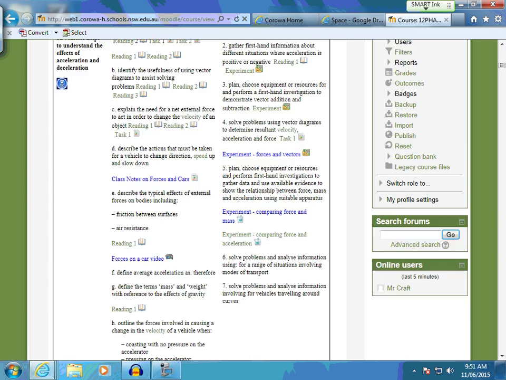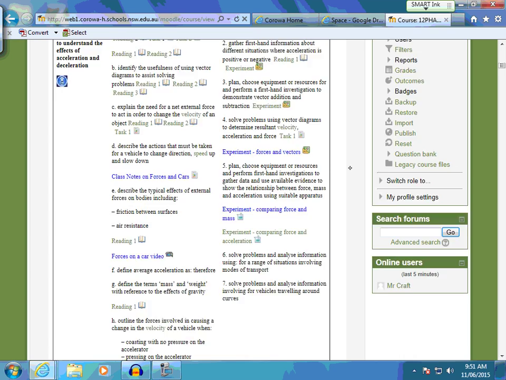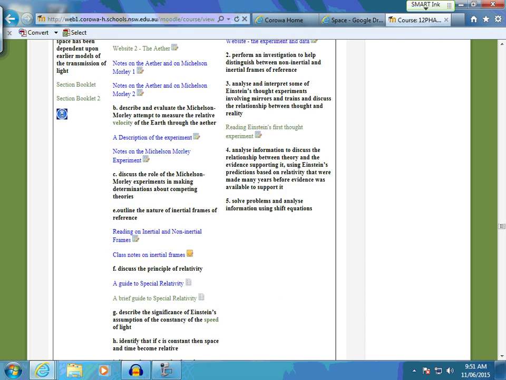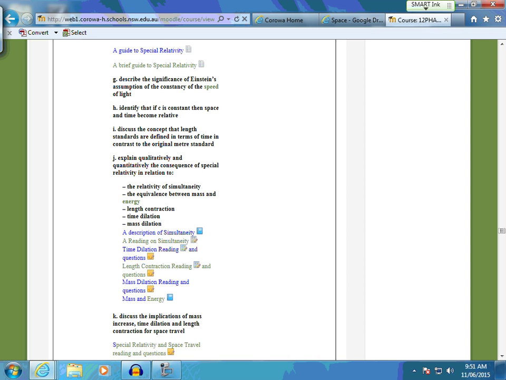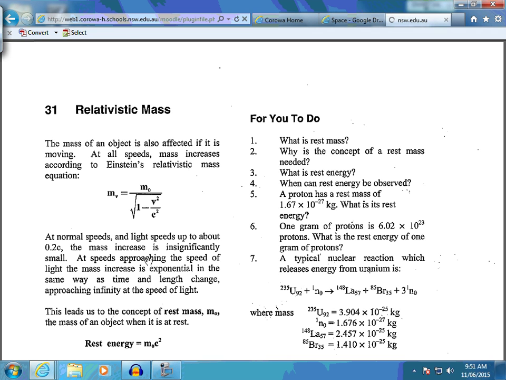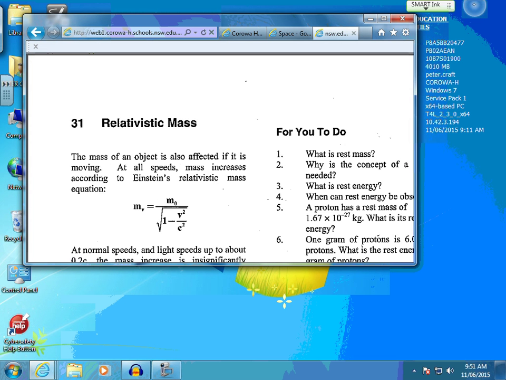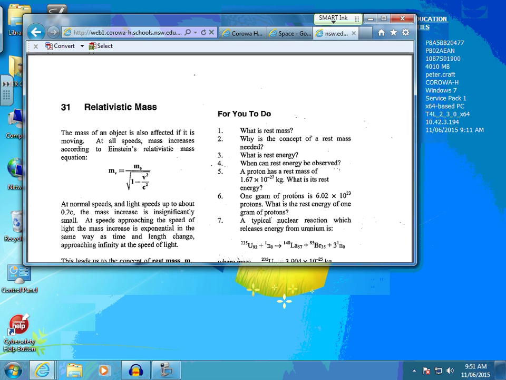So, Cody, you're asking, if you go down to Space Main Idea 4 on Moodle, and the Guide to Special Relativity, that's the site. Let's do a mass dilation question. There's the formula for mass. This actually talks about rest mass.